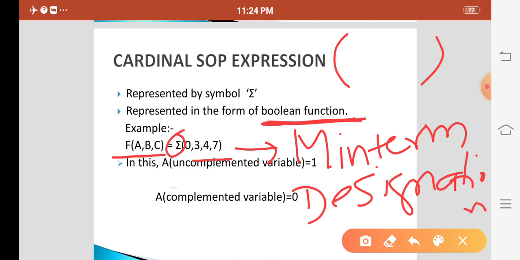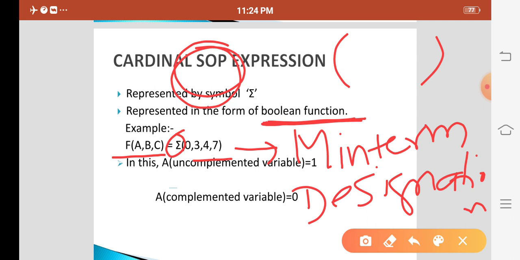Minterm designation: why are we writing it, and why are we not writing maxterm designation? The question can arise in your mind, why are we not writing maxterm here? The reason is that it is a SOP expression, it is not a POS expression, and SOP contains minterms only, right? So that's why we are writing here minterm designation, not maxterm designation.